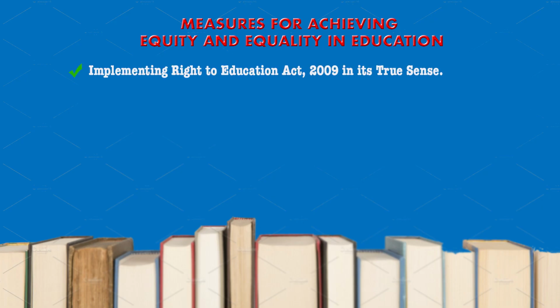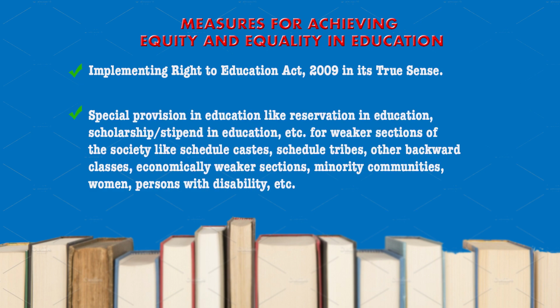Other measures for achieving equity and equality in education are implementing the Right to Education Act 2009 in its true sense, and special provisions in education like reservation, scholarship, stipend, etc. for weaker sections of the society like scheduled caste, scheduled tribe, other backward classes, economically weaker section, minority communities, women, persons with disability, etc. If you provide them certain special provisions, they may come to the mainstream of the society, and in a real sense we can say that yes, we have achieved equality, otherwise not.